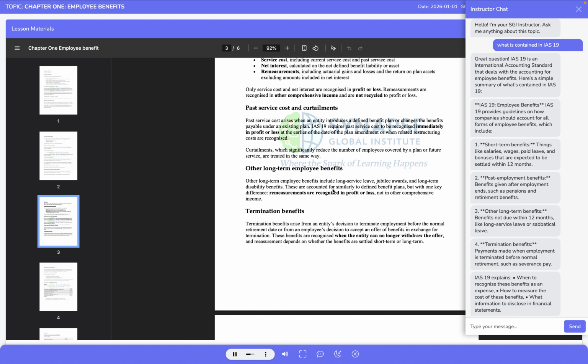Curtailments, which significantly reduce future service or the number of employees covered by a plan, are treated in the same way. This immediate recognition often surprises students, but is a common examination point.